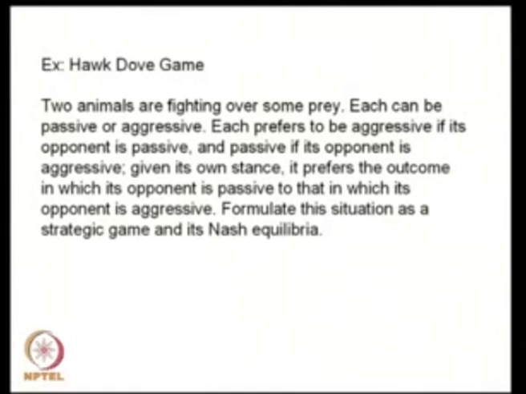Two animals are fighting over some prey. Each can be passive or aggressive. So, the number of players is two animals. Each can be passive or aggressive. So, these are the actions. One can be passive or one can be aggressive. Each prefers to be aggressive if its opponent is passive, and passive if its opponent is aggressive. Given its own stance, it prefers the outcome in which its opponent is passive to that in which its opponent is aggressive. Formulate this situation as a strategic game and find its Nash equilibrium.